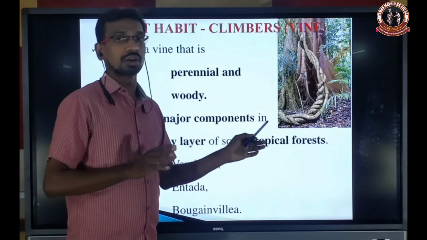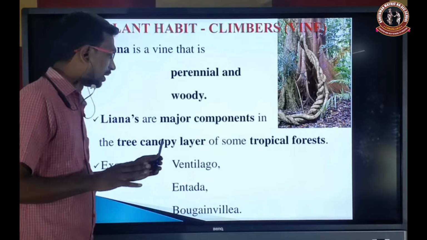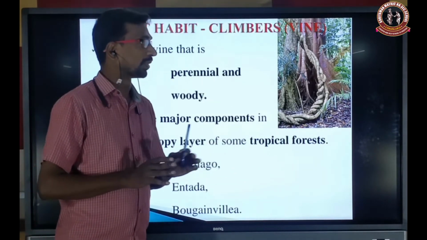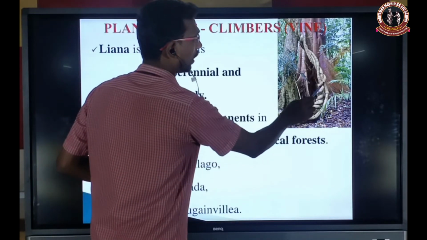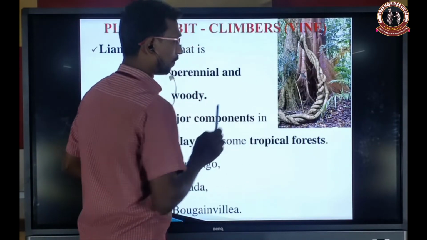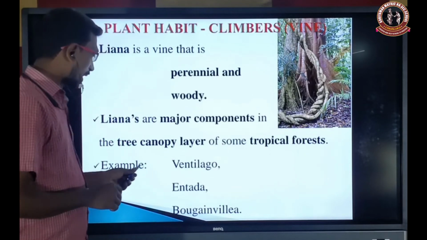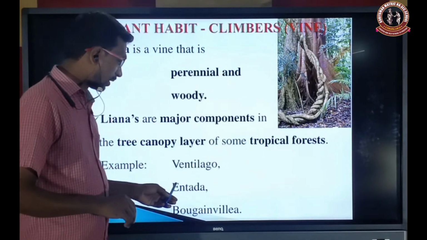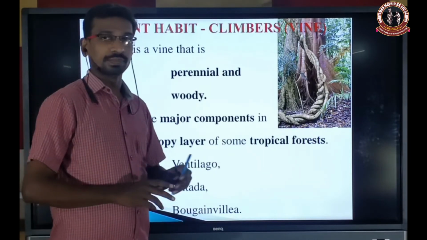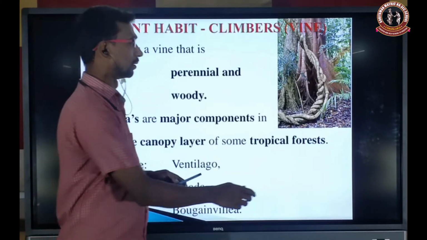Lianas are the major component in the tree canopy layer of some tropical plants. So this is a liana. It has a very woody stem. Okay, examples: Ventilago, Bougainvillea. So these are the examples for lianas.